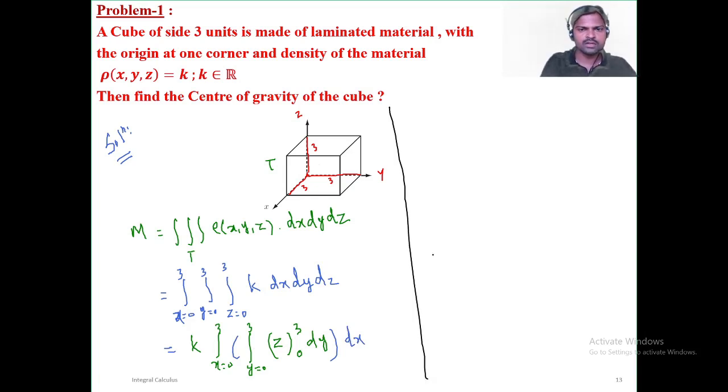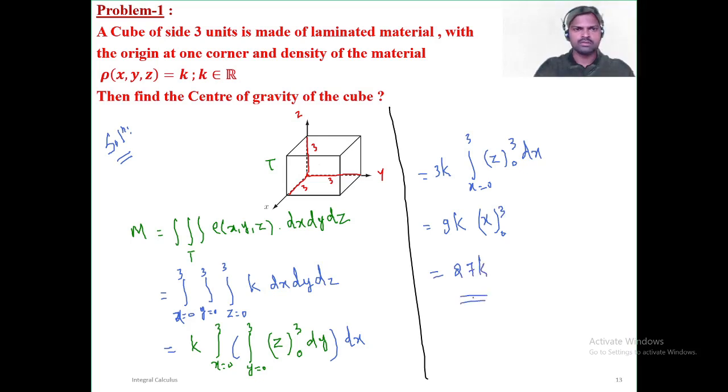So k is out and 3 is also out, 3k. So integration x is from 0 to 3, and with respect to y, z limits are 0 to 3, and dx. Again one more 3 comes out, so total 9k, and integration dx is x, limits 0 to 3, directly I'm evaluating, so total 27k. So this is the total mass.